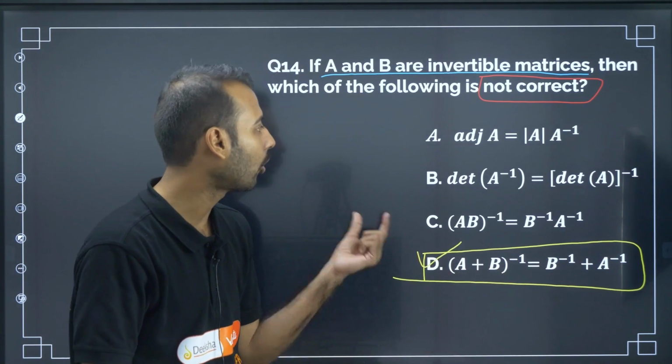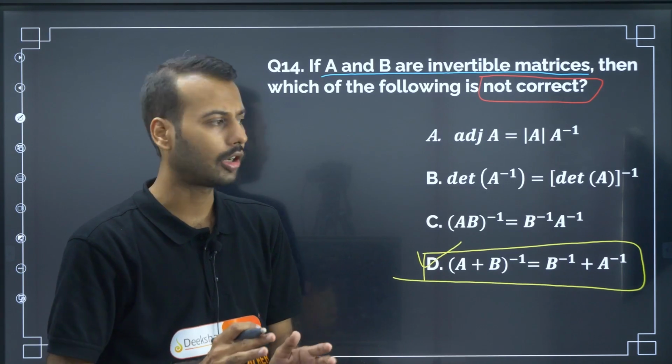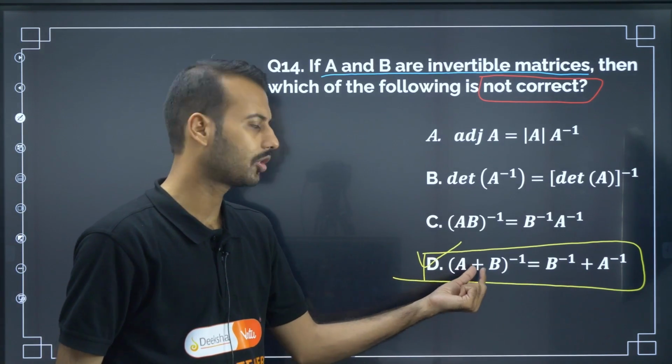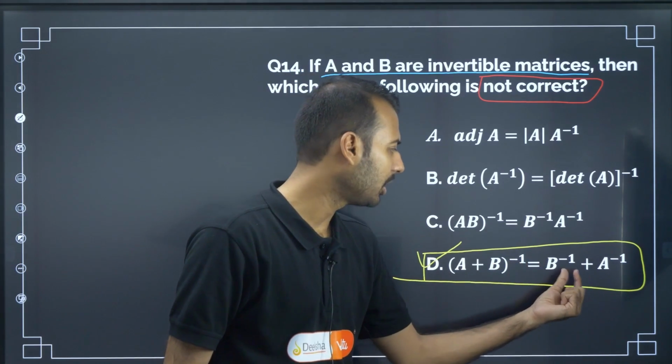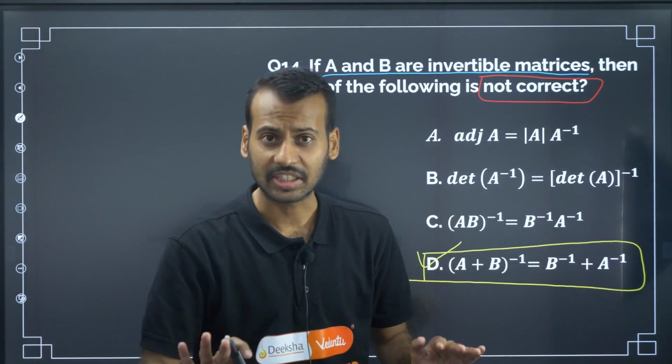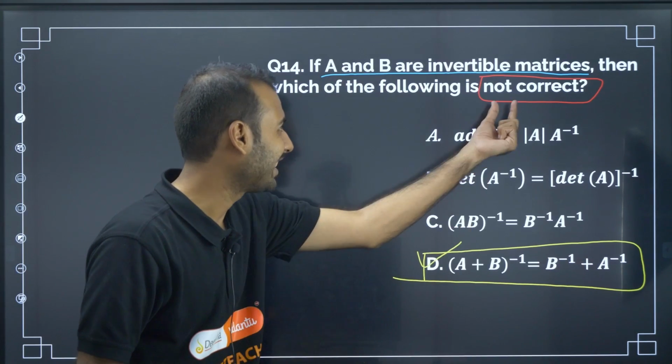Once again, I am not writing an explanation. This is theory, purely theory. If any calculation is there, I can explain, but this is a synopsis point. So, purely theoretical: A plus B whole inverse equal to B inverse plus A inverse, there is no such property. So that is why this is not correct.